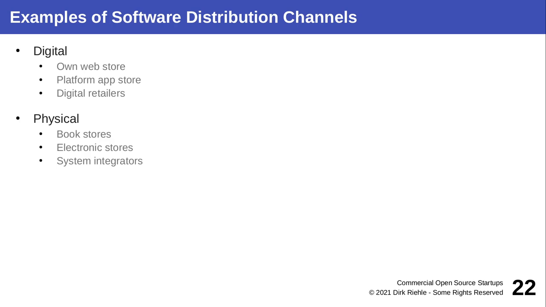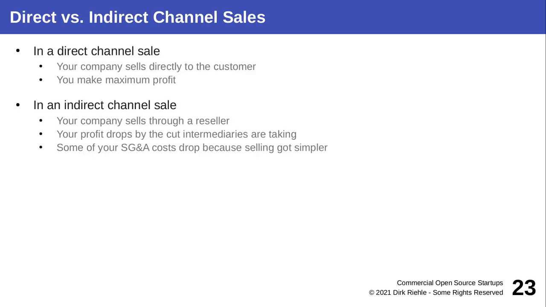Yeah, so common distribution channels are your own web store, going back to software, your own web store or app store for others where you are the platform provider. There are digital retailers who take your software and get it to customers. You're not even distributing it yourself any longer. There are still, for the physical world, bookstores, electronics stores, as well as system integrators doing the job for you.